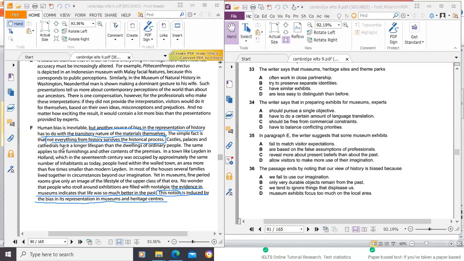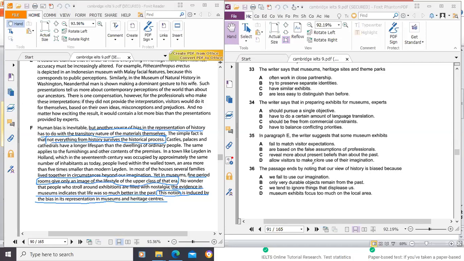Okay, the same applies to the furnishing and other content of the premises in a town. In most of the houses, several families live together. I'm sure you're arriving at your answers already. Fine period rooms give only an image of the lifestyle of the upper class of that era, still pointing to the fact that not everything is represented, not everything survives the historical process.